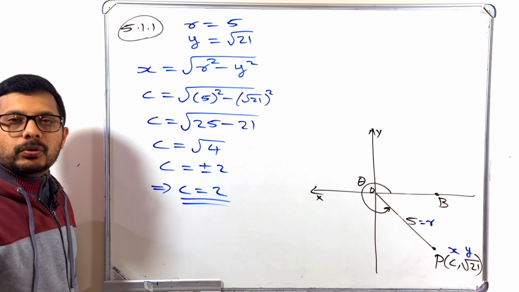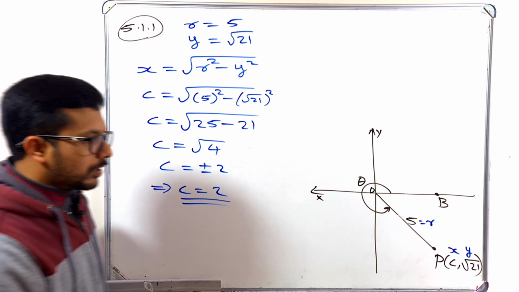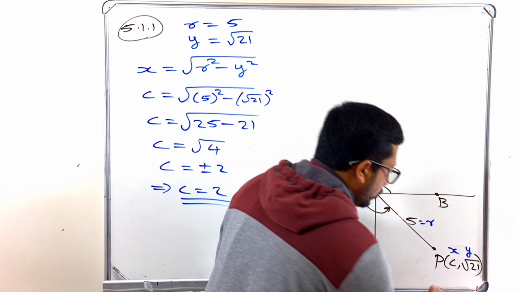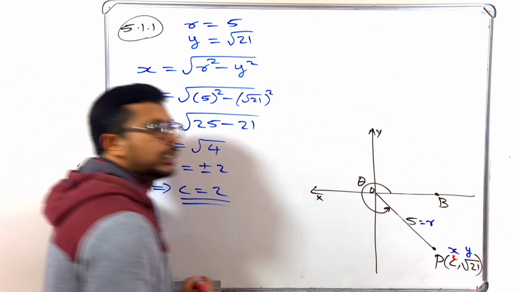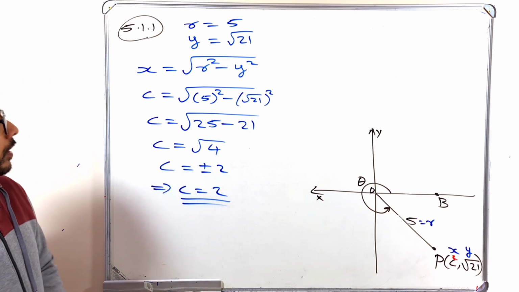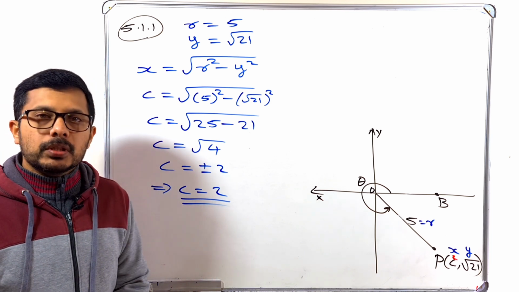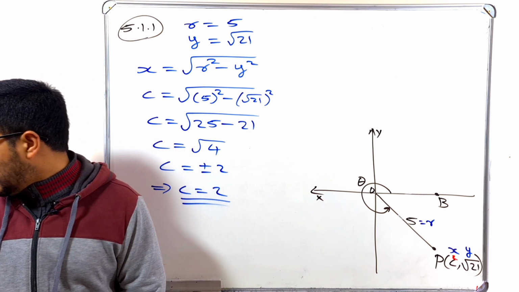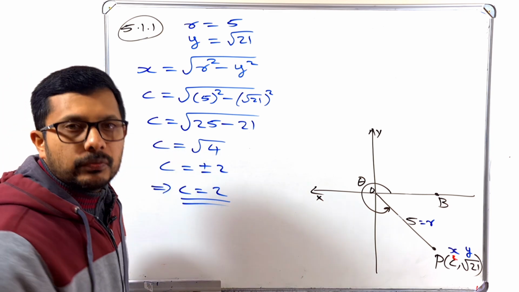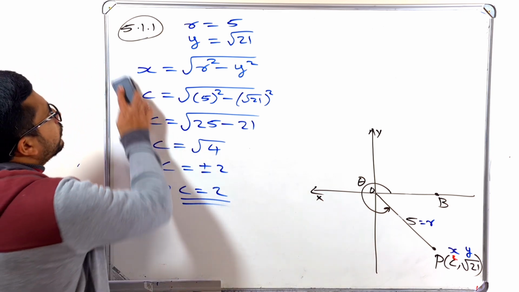So that is the question. You have to find the value of C. So what is the value of C? C is 2. So that is the first question, 5.1.1. Now let's move to the next question, 5.1.2.